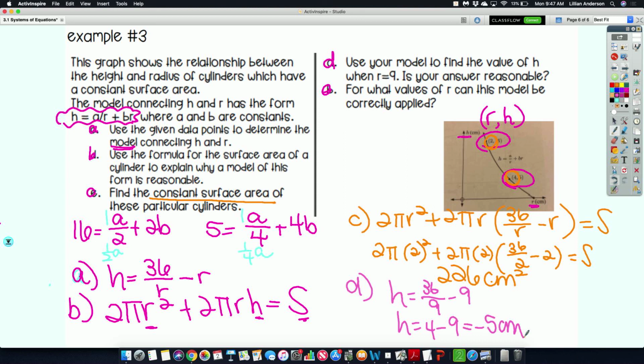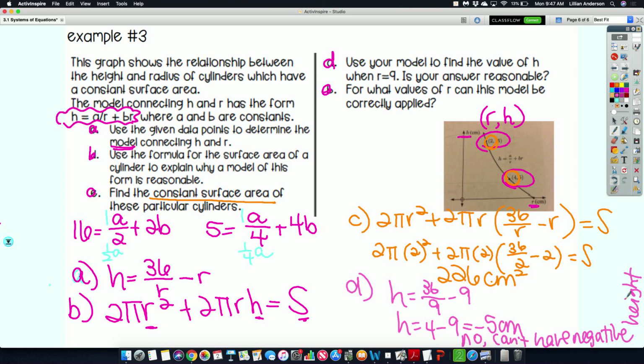Is that reasonable? No. Why is that not reasonable? You can't have negative 5 centimeters. Because that 5 centimeters is supposed to represent what? It doesn't represent area. Remember, we plugged in that 9 to find the what? Height. And you can't have a negative height, can you? I don't think so. Because we're talking about a cylinder. It's probably like a can of beans or something like that. I don't know.